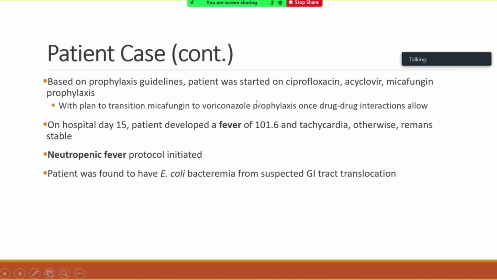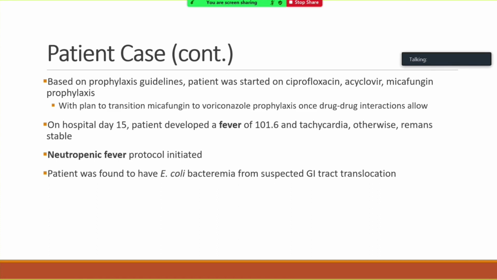All right, so going back to our patient. Our patient was started on ciprofloxacin, acyclovir, and micafungin prophylaxis. What's also important to remember is that when our patients are getting treatments for their malignancies, there is a potential for a lot of drug-drug interactions.